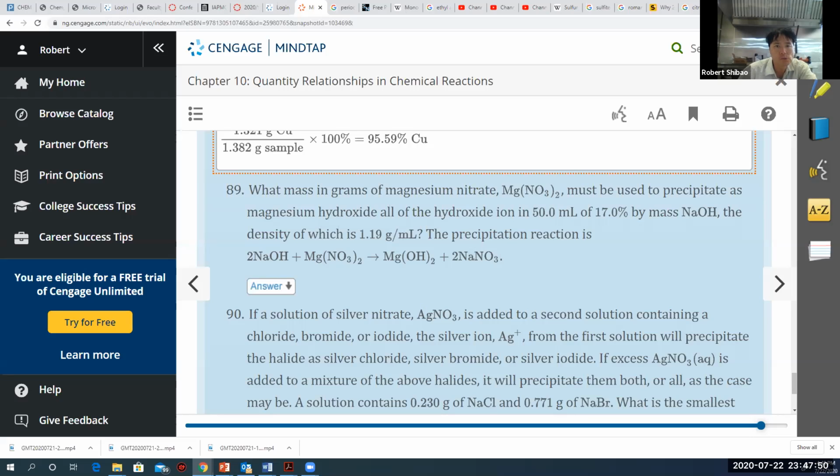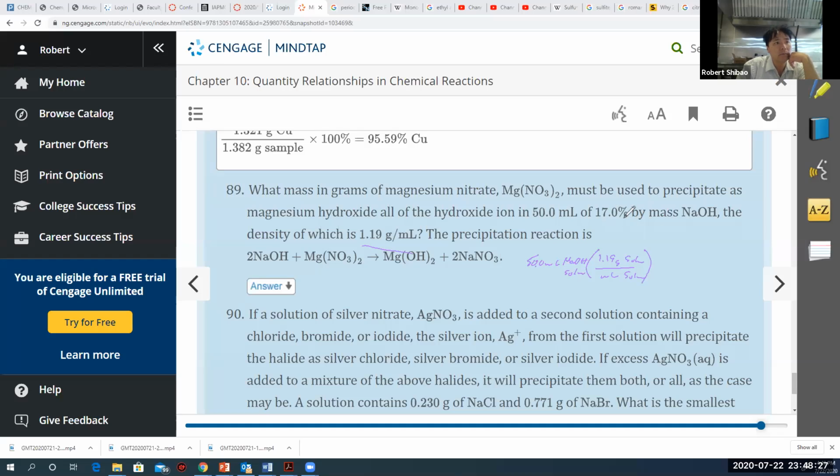We have 50 milliliters of this mixture. So we say it's 50.0 milliliters of sodium hydroxide solution. This is not pure sodium hydroxide. This is a sodium hydroxide mixture or solution. But we also have the density of the solution right here. So we could go to grams of solution. And that is, we have 1.19 grams of solution per milliliter of solution. This is sodium hydroxide solution.